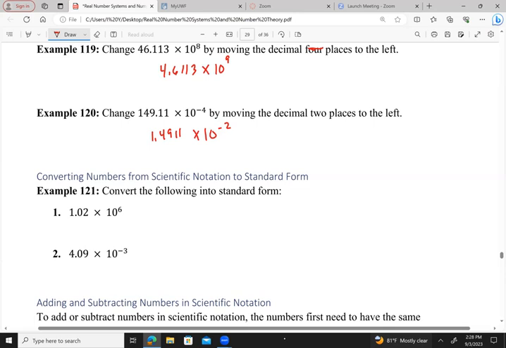Convert the following into standard form. So we're going to move our decimal place 6 places to the right. 1, 2, 3, 4, 5, 6. There we go. Here we're going to move our decimal place 3 places to the left. 1, 2, 3. Fill it in with zeros. So we have 00409.